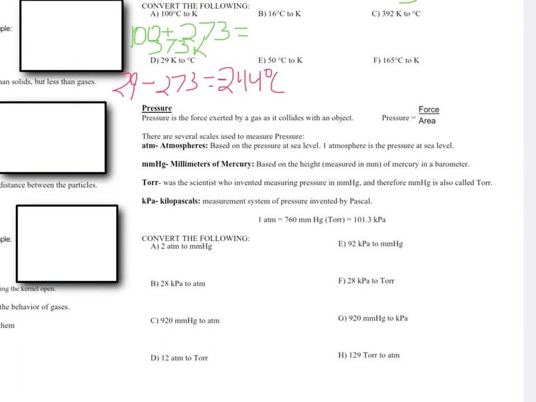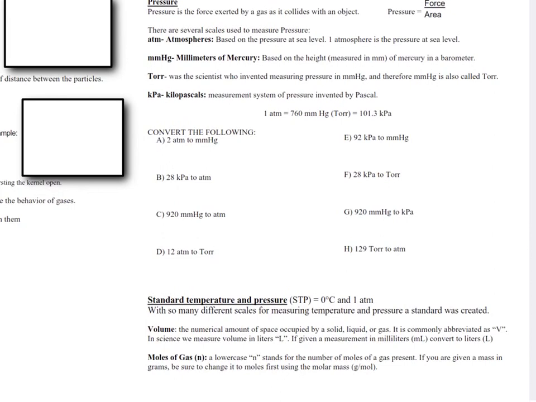Now for pressure, pressure is a force exerted by a gas as it collides with an object. The actual calculations of pressure is force divided by area, but we won't be doing that in this class. There are several different scales to measure pressure. There's atmospheres, millimeters of mercury, torr, kilopascals. It depends on what situation for what pressure measurement you can take. Now, we need to know how to convert between these. Now, with temperature, it's adding and subtracting, but with pressure, these are ratios.